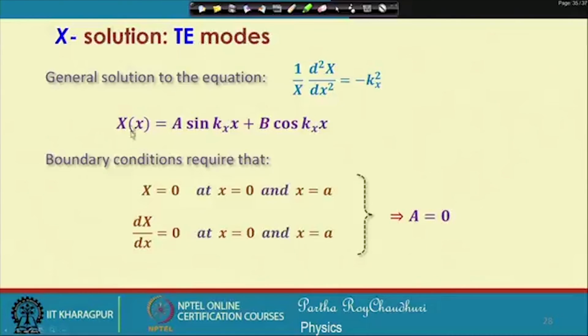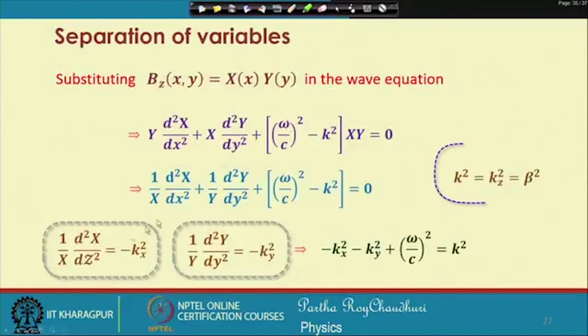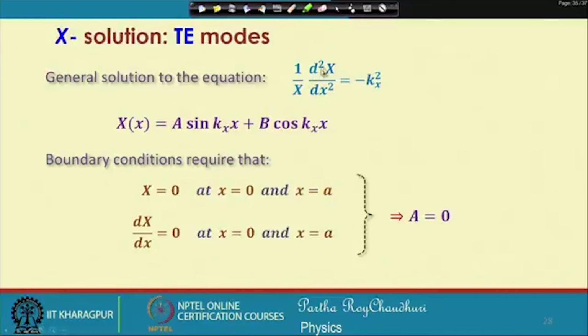So, we can write down the general solution of the first part. This is again a very well known equation in physics: d 2 X by d x square plus k x square into X equal to 0, which will give you a sinusoidal solution, sine and cosine functions. If we impose the boundary condition at x equal to 0 and x equal to a, this field will vanish because of the metallic boundary, and the derivative of X will also become 0 at these 2 boundaries.